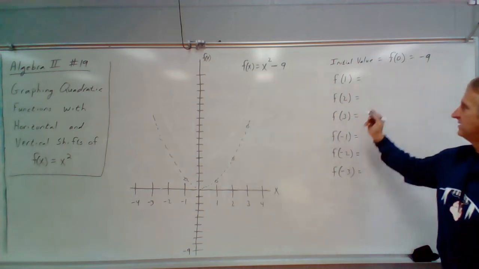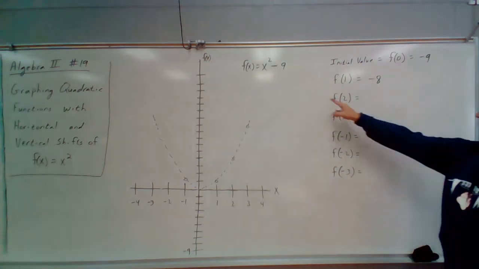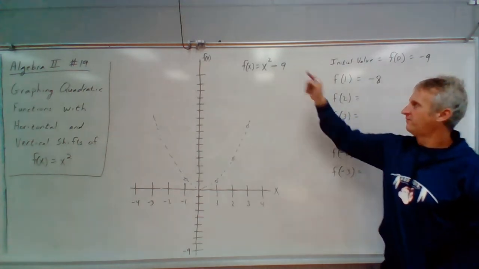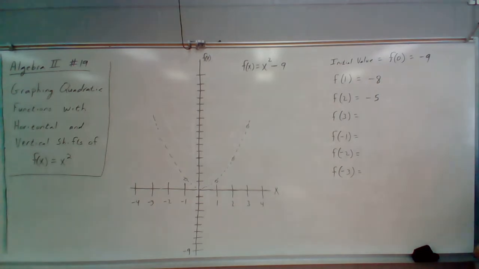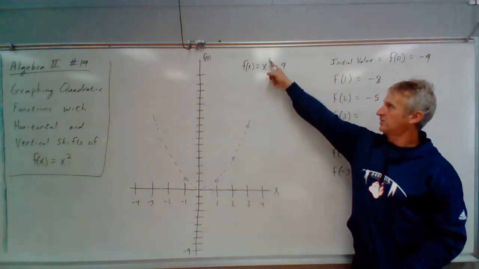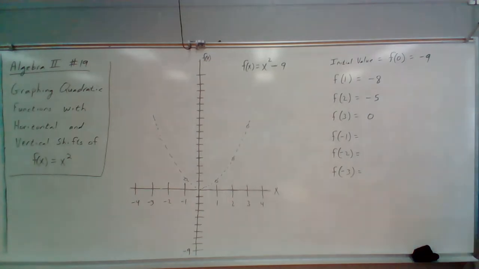1 minus 9 is negative 8. If I plug in a 2, 2 squared is 4. 4 minus 9 is negative 5. If I plug in a 3, 3 squared is 9. 9 minus 9 is 0.